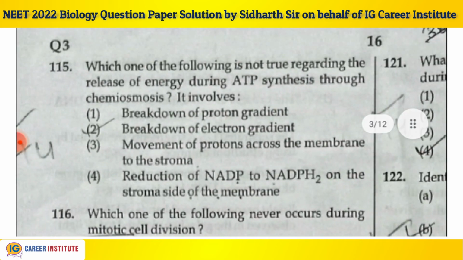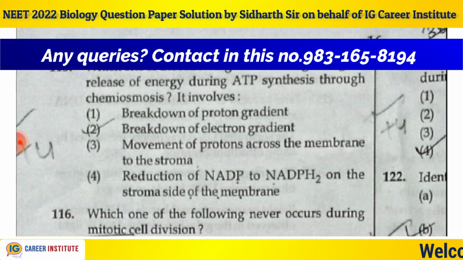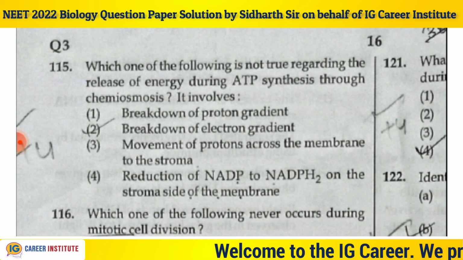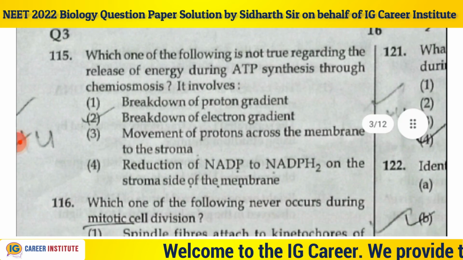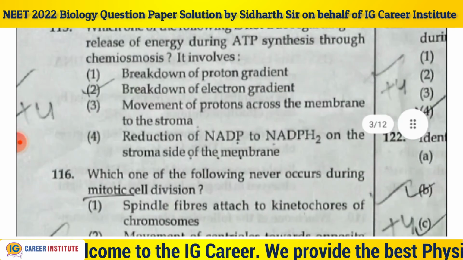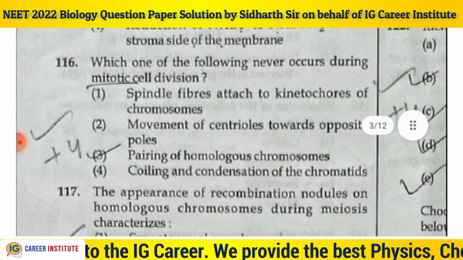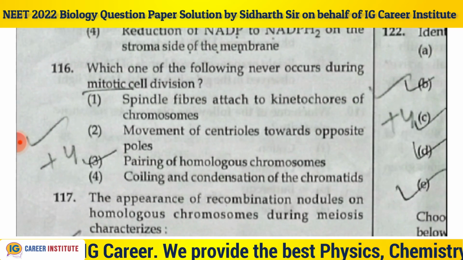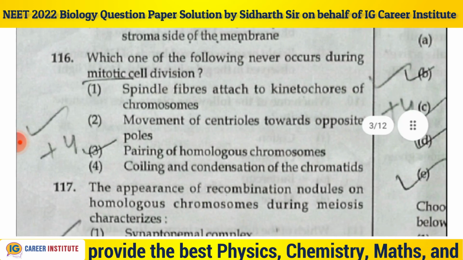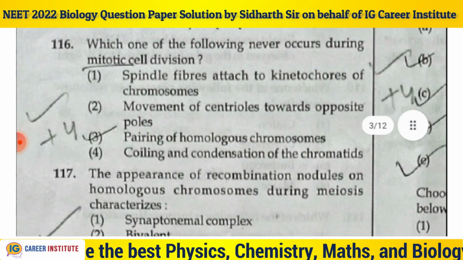Question number 115. Which one of the following is not true regarding the release of energy during ATP synthesis through chemiosmosis? It involves breakdown of electron gradient. Okay, it is not true. The true option is of course there is a proton gradient breakdown, not electron gradient. NCERT line again. 116. Which one of the following never occurs during mitotic cell division? Again, option 3, pairing of homologous chromosome. It is seen in meiotic cell division.